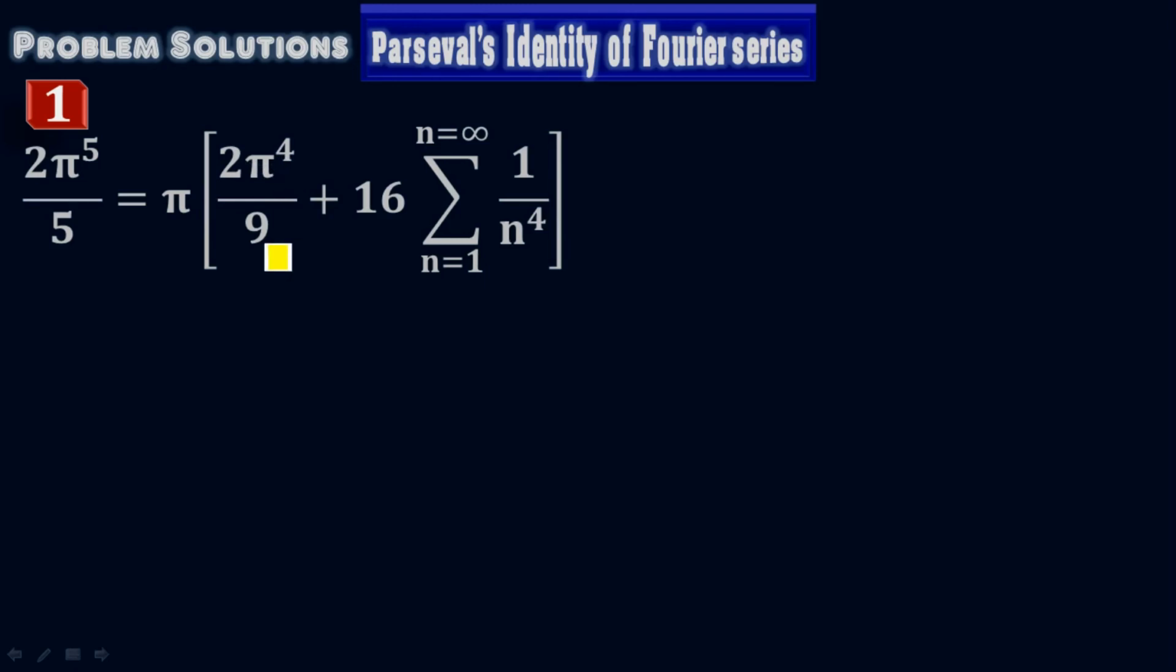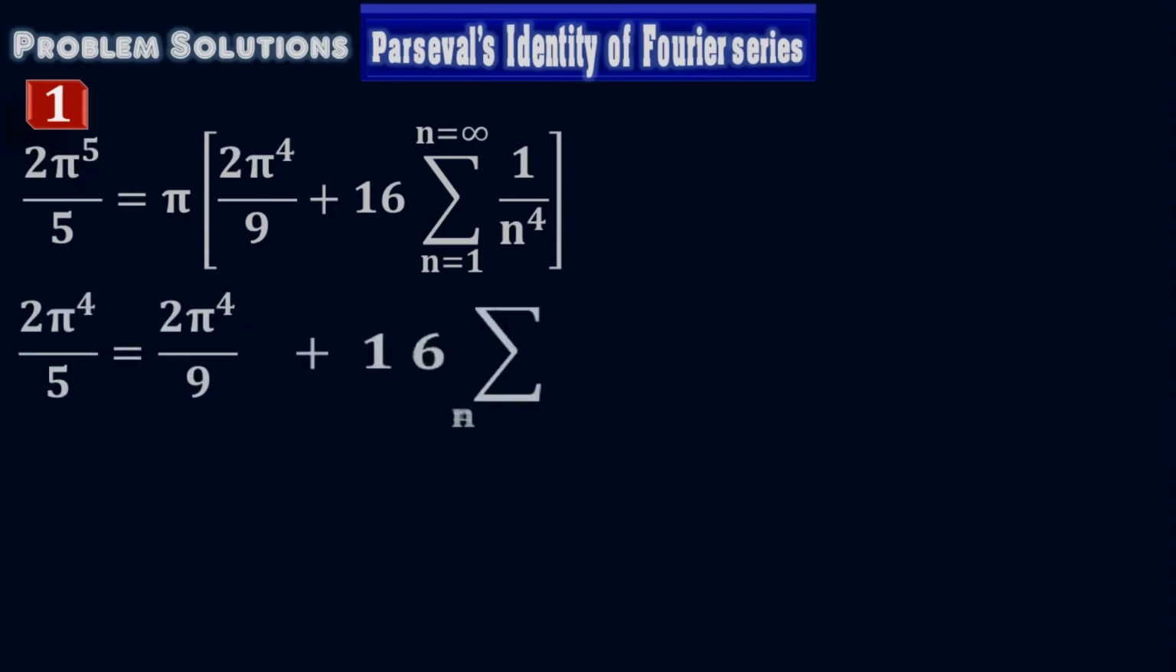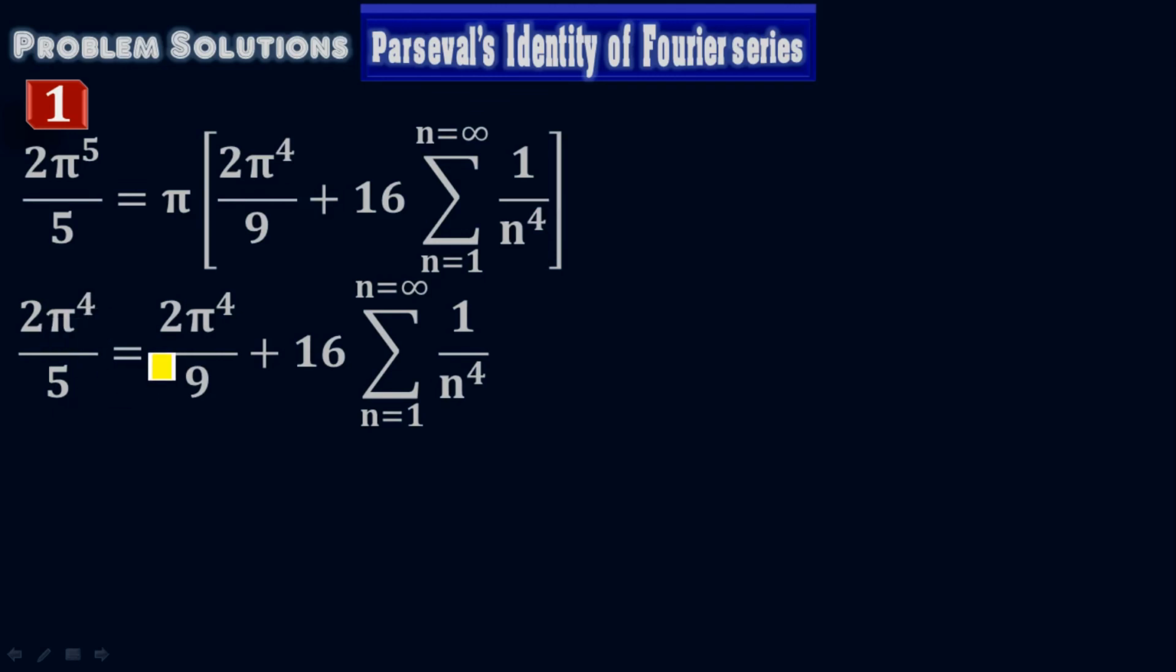Do further simplification to have 2 times pi to the 5 over 5 equals pi into 2 times pi to the 4 over 9 plus 16 into the summation of 1 over n to the 4. Just take 16 out of the summation. Since I have pi here, which is the product of this whole expression, can I cancel this pi with 1 pi here? Yes. I have pi to the 5, so this pi cancels with 1 pi, and I will be left only with pi to the 4. It is simple algebra. So I can write 2 times pi to the 4 over 5 equals 2 times pi to the 4 over 9 plus 16 into a summation of 1 over n to the 4, because this pi cancels with 1 pi, so from pi to the 5, I am left with pi to the 4.